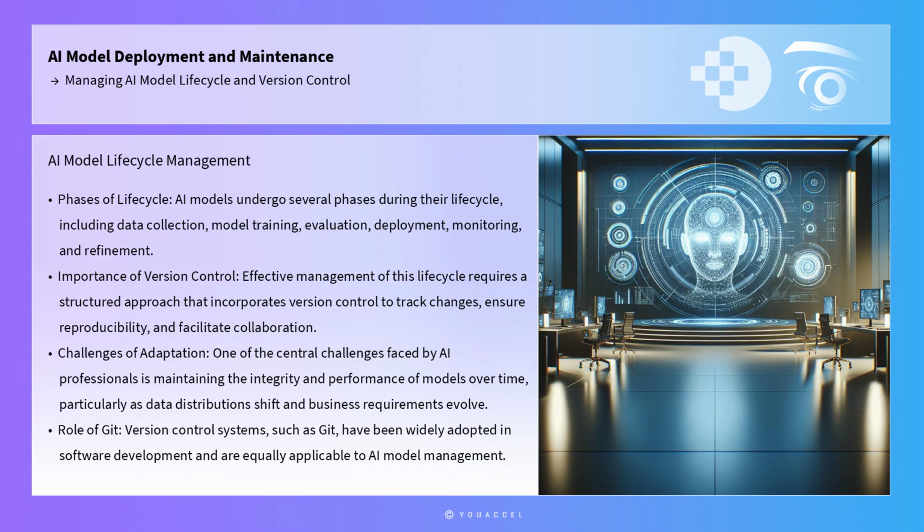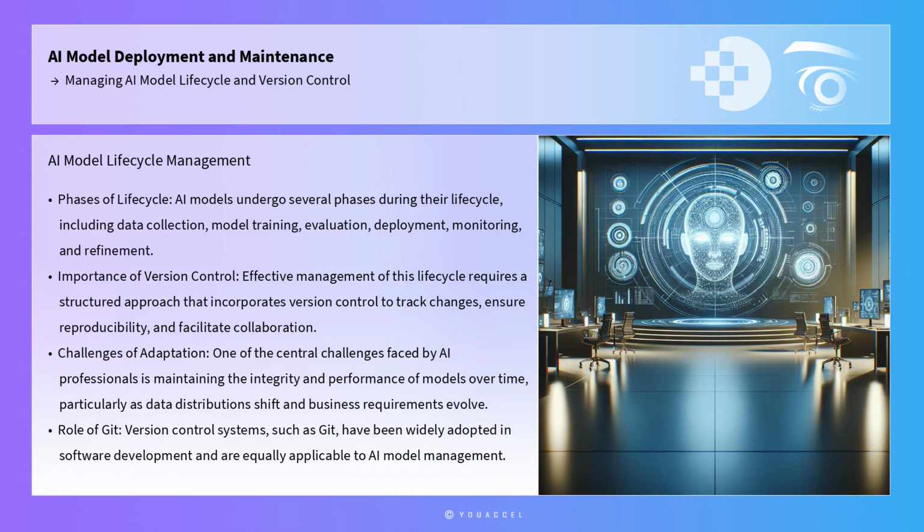AI models undergo several phases during their lifecycle, including data collection, model training, evaluation, deployment, monitoring, and refinement. Effective management of this lifecycle requires a structured approach that incorporates version control to track changes, ensure reproducibility, and facilitate collaboration. One of the central challenges faced by AI professionals is maintaining the integrity and performance of models over time, particularly as data distributions shift and business requirements evolve.